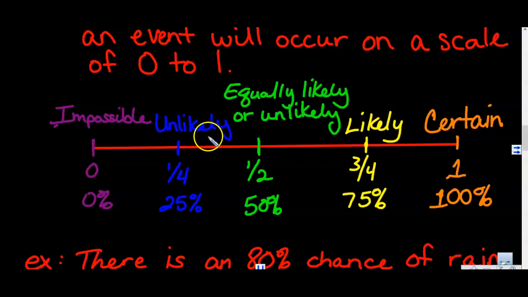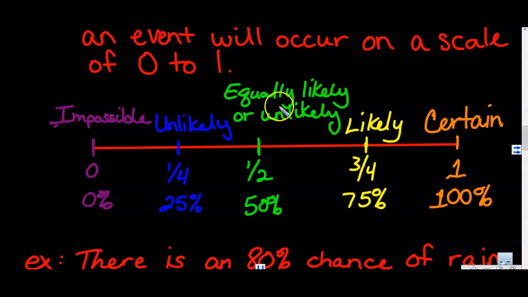Now, if I say a situation is unlikely to happen, it means it could happen, but I'm not gonna wait around for it to happen, right? Because it's probably not gonna happen. We say that this is a 1/4 probability or 25% probability.